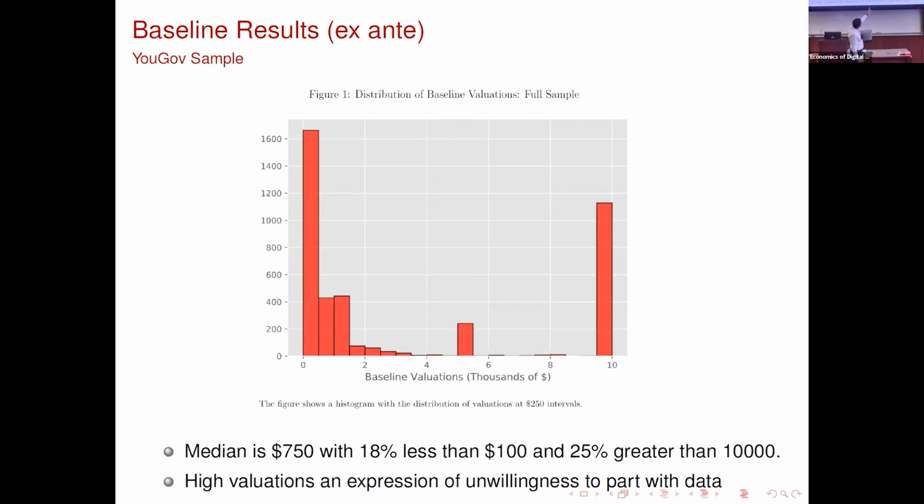On the right-hand side, there are a bunch of people who express extremely high valuations. Here we have cut off the graph at $10,000 because some of them enter absurd numbers like $1 million or a trillion, or whatever the biggest number they could think of. And we also have some other questions in the experiment. These are individuals who really believe in privacy as a fundamental human right, and by revealing a very high number, they are expressing their unwillingness to give up their data no matter how much we pay them.